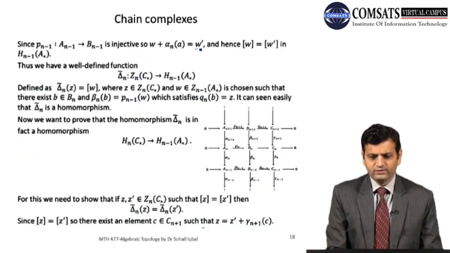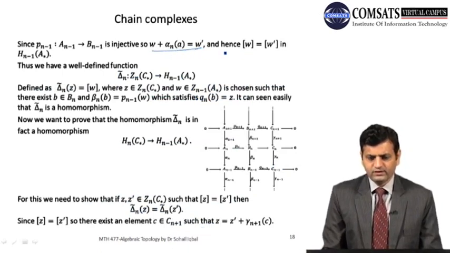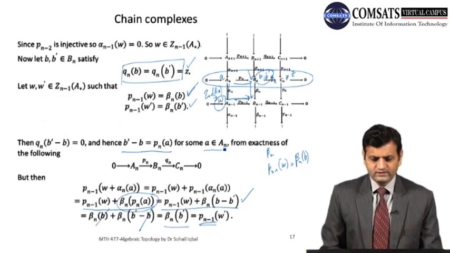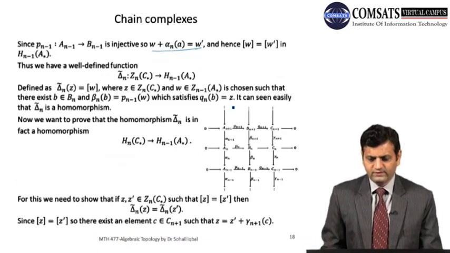So W prime must be equal to W plus alpha n of A. Okay, so let's see, I have two elements. Basically this A belongs to An, and this alpha n of A belongs to the boundary. So basically we can say that alpha n of A belongs to B n minus 1 of A star.